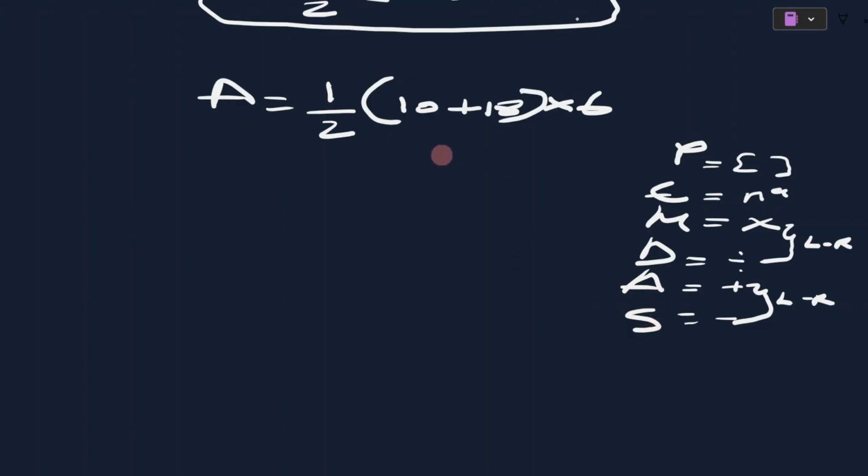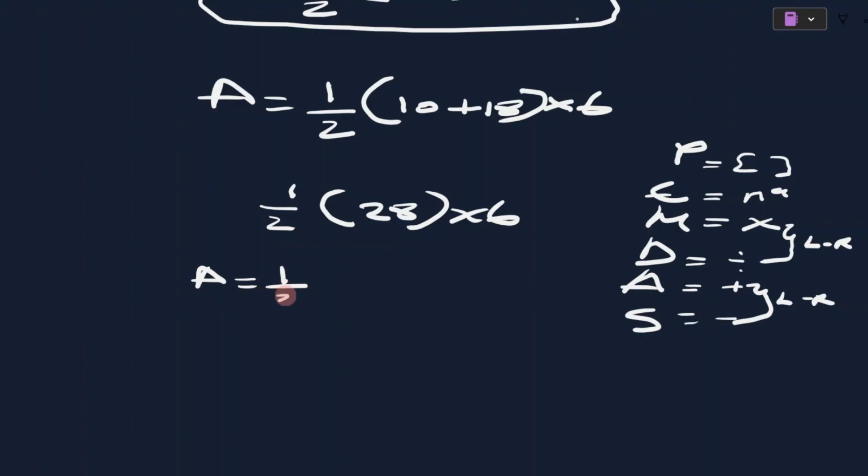Now, looking at this question, if we apply PEMDAS or BODMAS, we solve the parentheses first. So if we solve the parentheses, we have 1 over 2 times 28, which multiplies 6. The next thing is to remove this bracket, and if we do that, this will turn into multiplication. Therefore, our area will now be equal to 1 over 2 multiplied by 28 divided by 1 multiplied by 6 divided by 1. And if we solve these two, we cancel out this 28, we have 14.